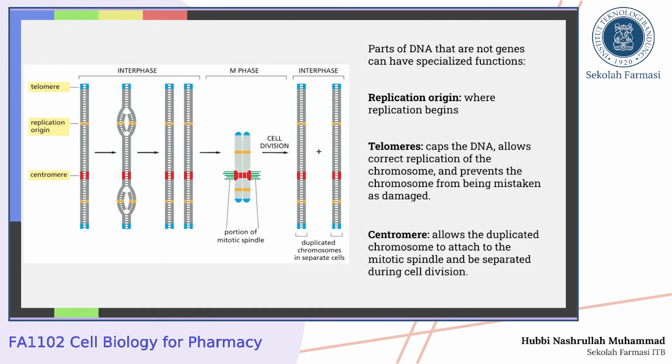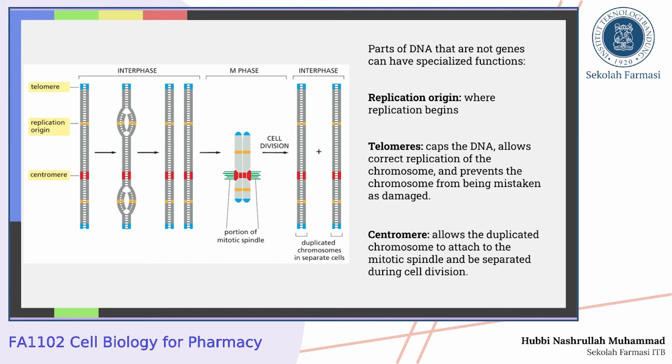As we've seen previously, most parts of DNA are not genes and are actually quite useless, since they have no known function. However, some parts of DNA that are not genes do have specialized functions. There are three main specialized segments of DNA. First, there are replication origins, which are segments of DNA where enzymes that are involved in DNA replication attach to and begin the replication process. As you can see, eukaryotic chromosomes have multiple replication origins, which allows for faster DNA duplication.